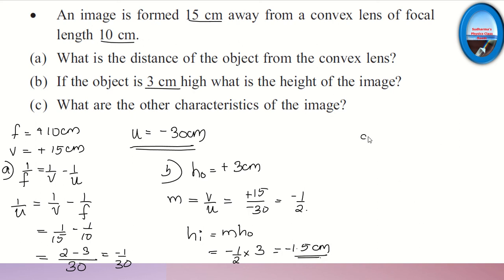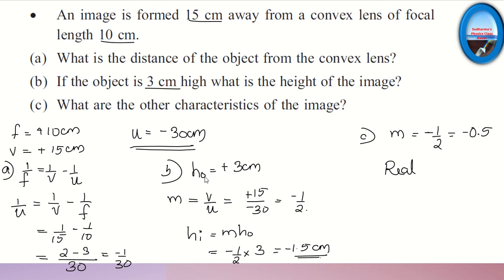Now, what are the other characteristics? We have magnification equal to minus 1 by 2. This negative sign indicates that it is a real image. And the number is 1 by 2, or minus 0.5. So what does this 0.5 mean? What is the significance of this minus 0.5?